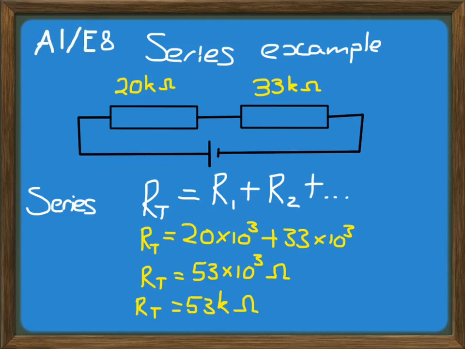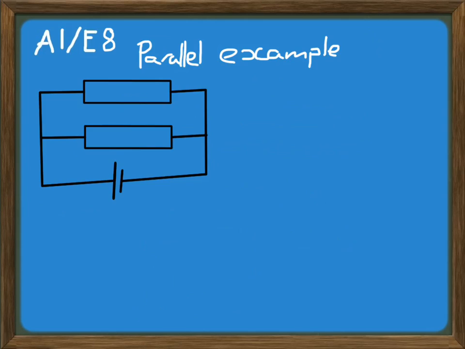So that means we could take both of those resistors out of the circuit, replace them with one 53 kilo ohm resistor, and we'd have the same current flowing around our circuit. Likewise, let's now look at a parallel example.